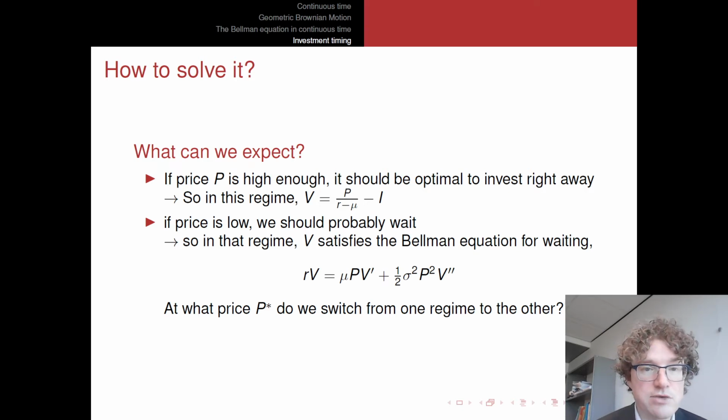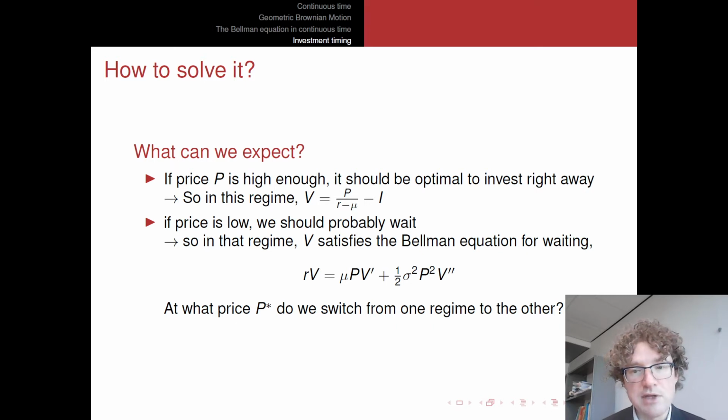On the other hand, if the price is really low, we will not make the investment. It will probably not be worth it. Or in other words, the value of waiting will outweigh the value of getting the NPV right away. So in that regime, where P is pretty low, we imagine that V, this value, will satisfy this Bellman equation. So R times V equals 0, no cash flows yet, plus, and hopefully starting to get familiar terms, mu times P times the derivative of V, plus a half times sigma squared times P squared times the second derivative of V.